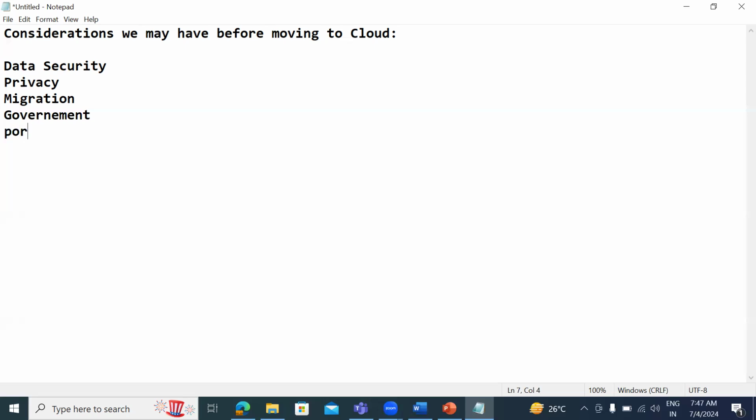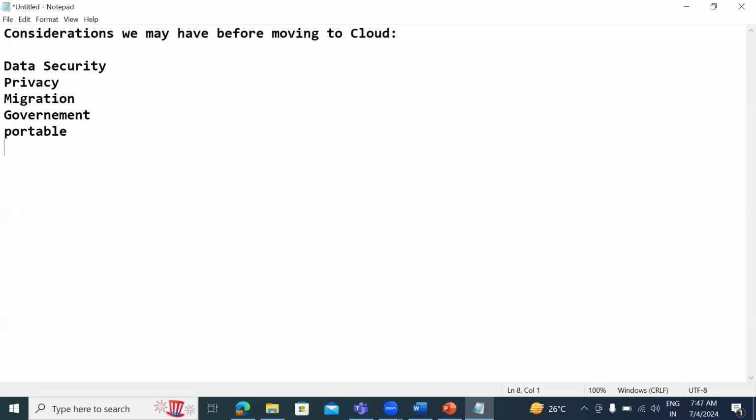And is it portable? That means if I'm not happy with one cloud, is it possible to migrate to another cloud or not? Or I want to come back to my previous traditional infrastructure itself. Okay, because it's not guaranteed everyone would be happy with the cloud.